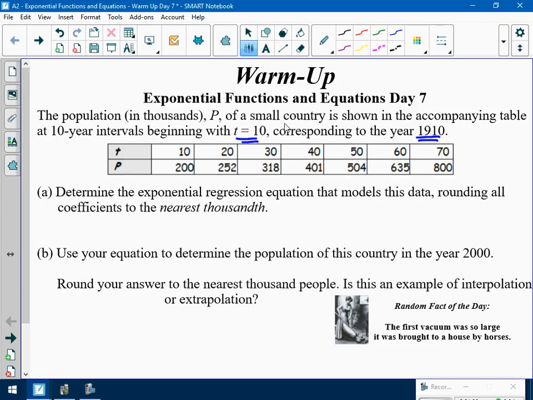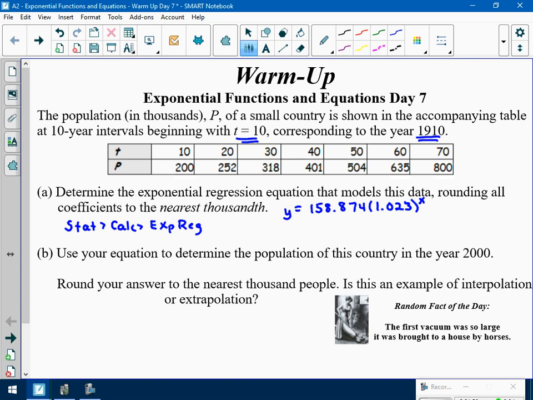So work-wise, what I'd want to see on a test, if you want to see you say stat, calc, exponential regression, that's your calculator steps. And your equation is y equals 158.874 times 1.023 raised to the x. All right, so if that's what you wrote for your answer, you would have lost a point on your test.